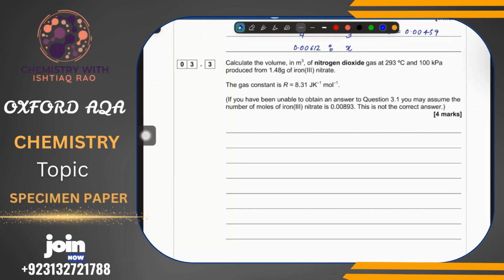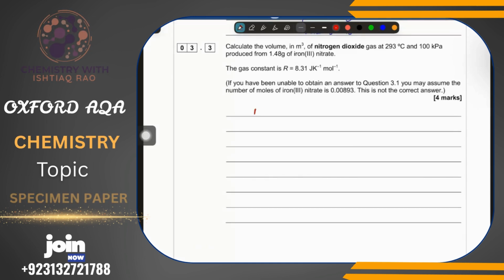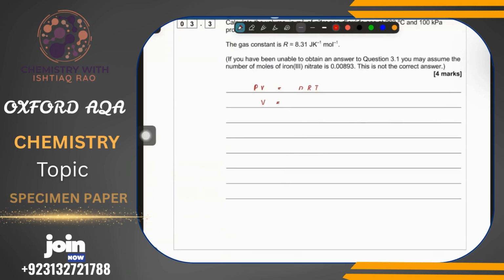Calculate the volume in meter cube of NO2 gas. Then we have to apply the formula PV equals nRT to get the volume in meter cube. Automatically I would be getting the volume in meter cube, I am not supposed to convert the volume. The pressure you have to change into normal Pascal instead of kilopascal, and the temperature into Kelvin. What's the mole? I have to calculate the moles of NO2 through the same equation. We already have the moles in 3.1.